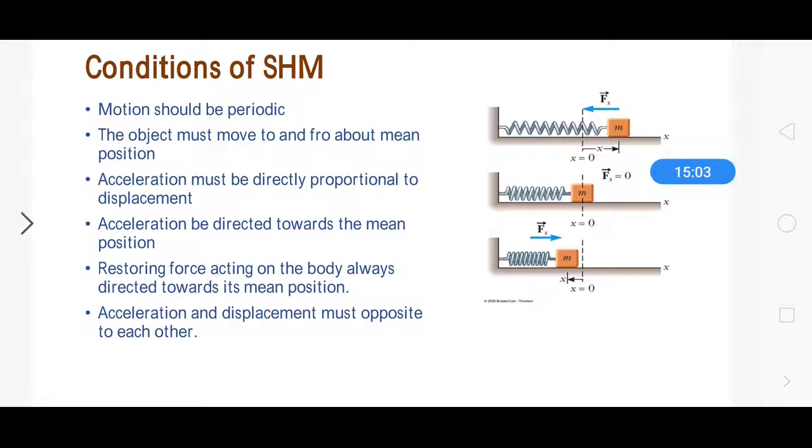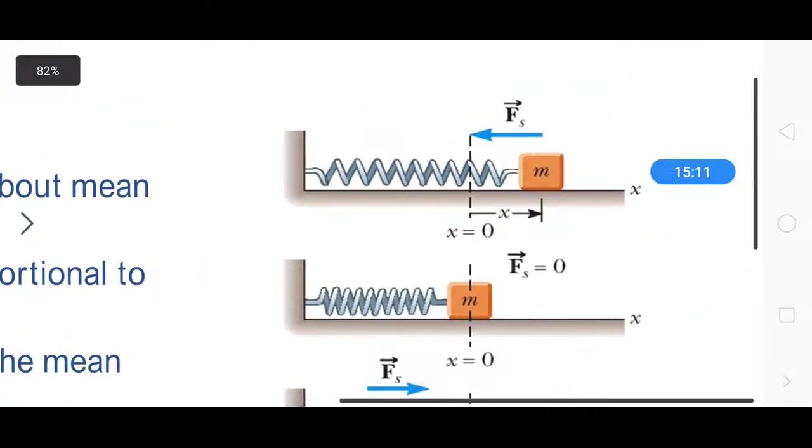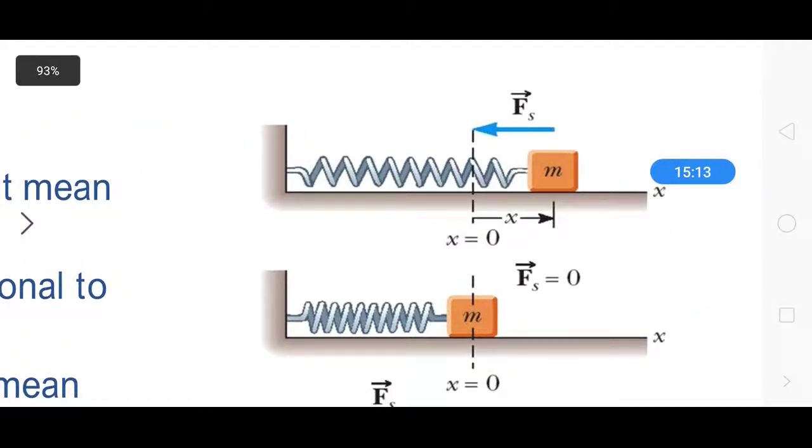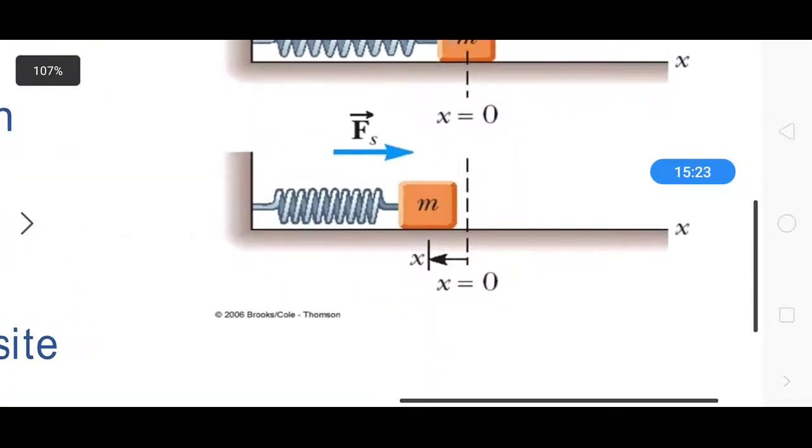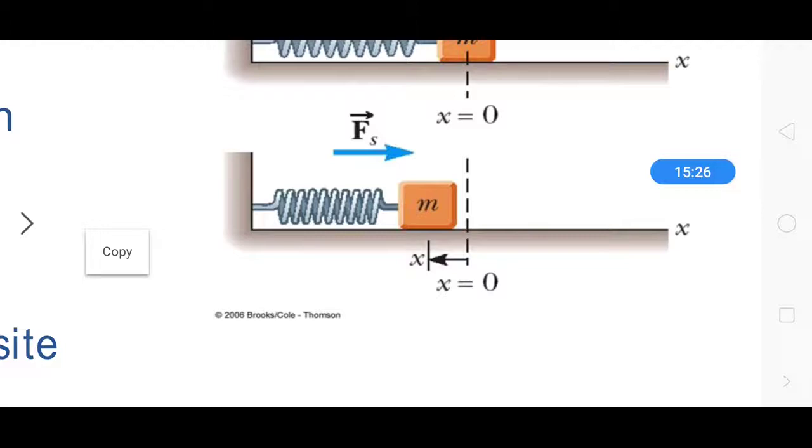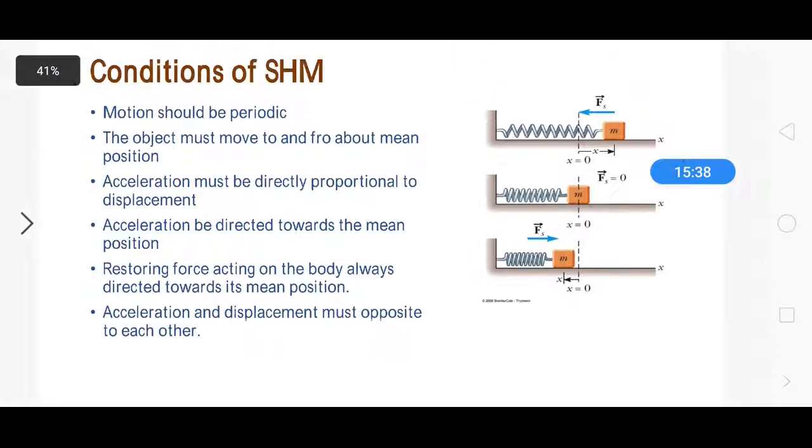Next, the acceleration and displacement must be opposite to each other. See, in the first figure, the force is towards the mean position, but x is away from the mean position. The displacement is away from the mean position. In the third figure, the force is towards the mean position and x is opposite to the force. So the acceleration and displacement are opposite to each other at every time.